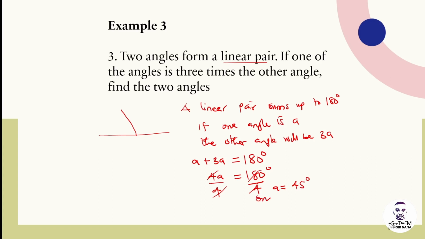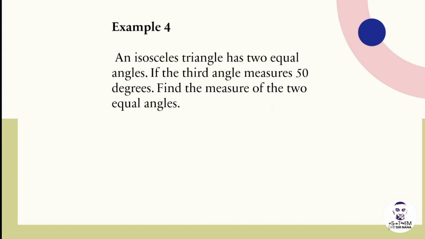So one angle is 45 degrees, and the other angle will be what? The other angle will be 45 times 3, which is equal to 135 degrees, right? So we have one angle to be 45 and another angle to be what? 135 degrees.